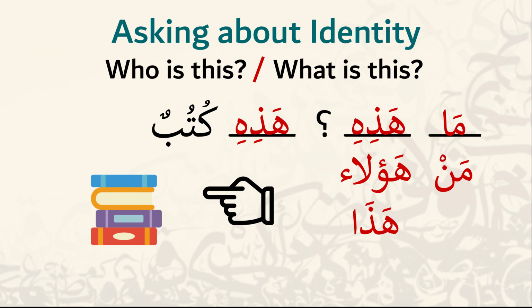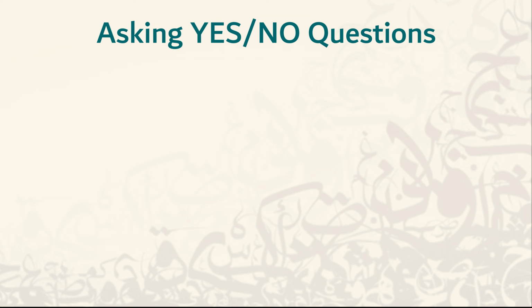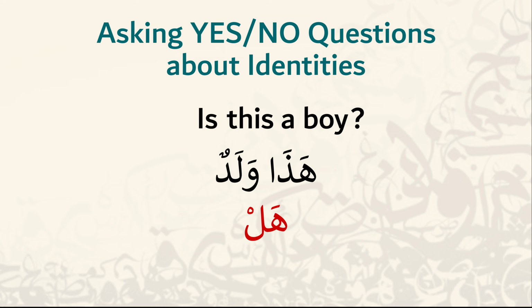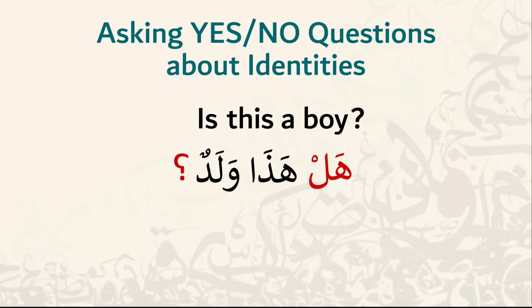These are books. Let's now move to the second application, which is asking yes or no questions about identity as well. In English, we exchange position between the verb and the subject, like this is a boy. To ask a question, we say, is this a boy? In Arabic, we don't do that. We only add an interrogative preposition, هل. So, هذا ولد, this is a boy. The question will be, هل هذا ولد? Is this a boy? هل here is equivalent to am, is, are.